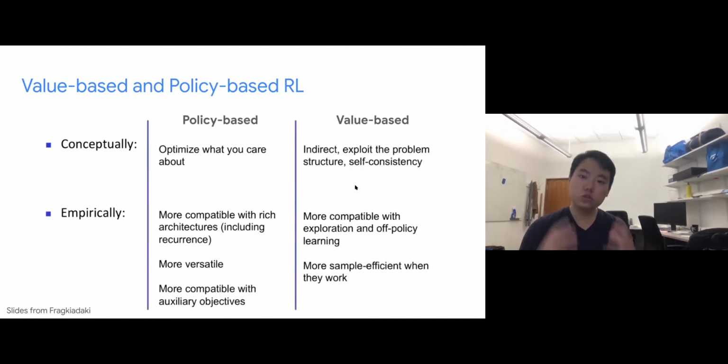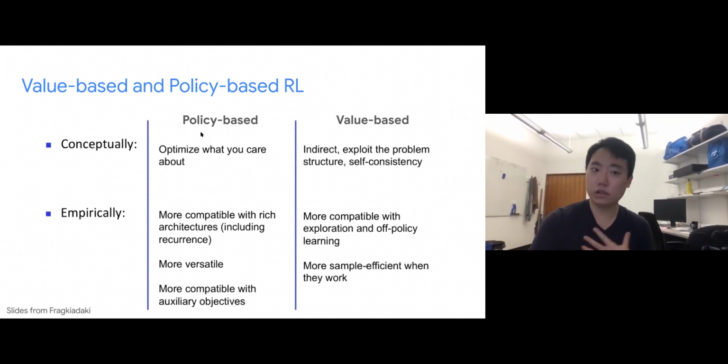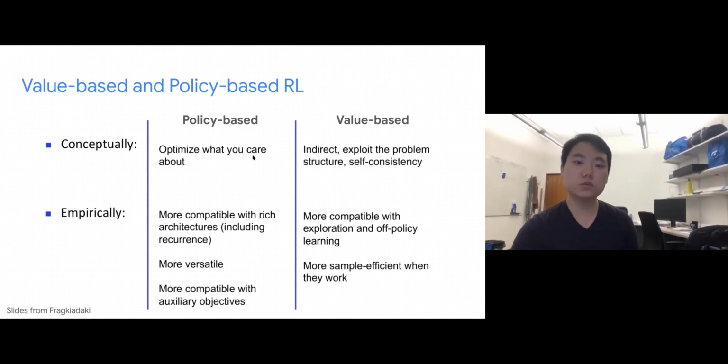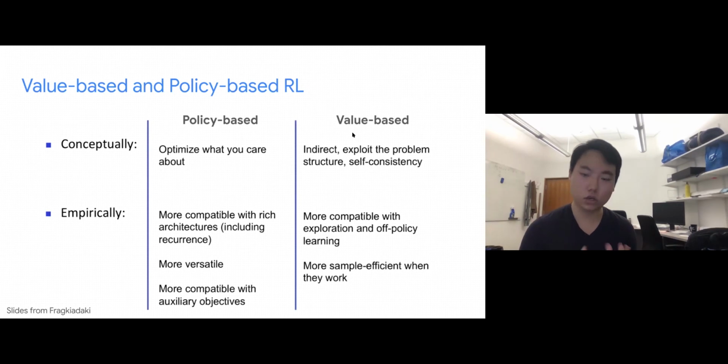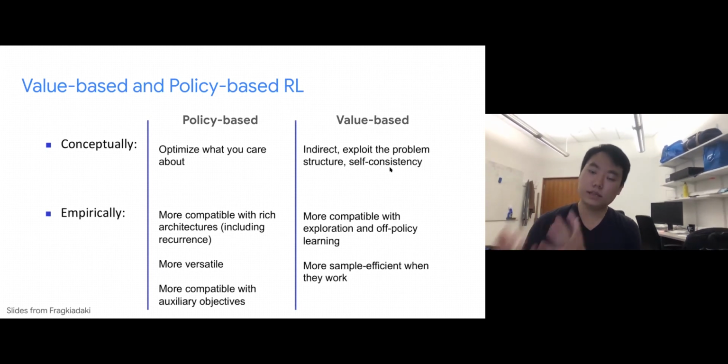So obviously, since there's two branches of methods in RL, value-based and policy-based, there must be some trade-offs, right? So there's both conceptual and empirical trade-offs. Conceptually, with policy-based methods, directly learning the policy, you would optimize what you care about. On the other hand, for value-based methods, you're indirectly solving the problem because you're first solving your Markov decision process, which is good because it exploits the problem structure. But in some sense, you're indirectly solving for the optimal policy.